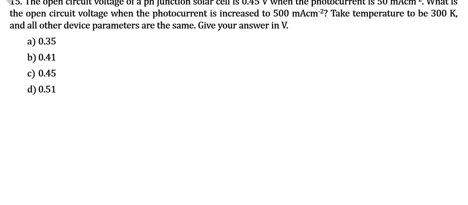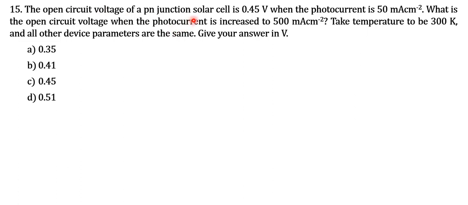So next is the open circuit voltage of a PN junction solar cell is 0.45 when the photocurrent is 50 milliamps per centimeter square. What is the open circuit voltage when it is increased to 500 milliamps per centimeter square? Take temperature to be 300 Kelvin and all other device parameters are the same. That equation is directly given in the formula sheet, so you can substitute and try.